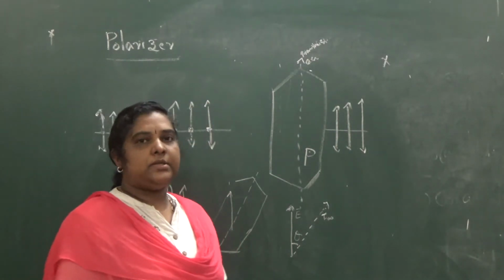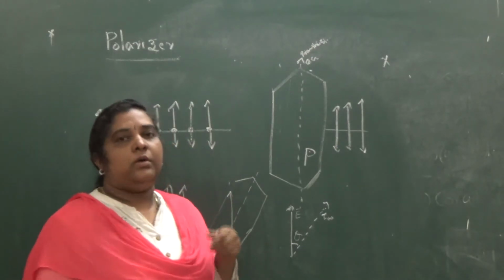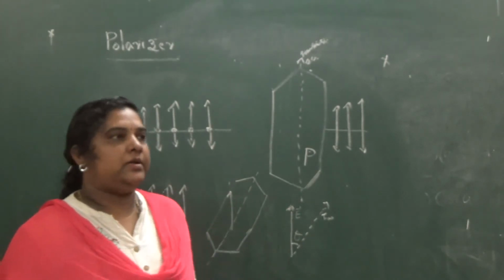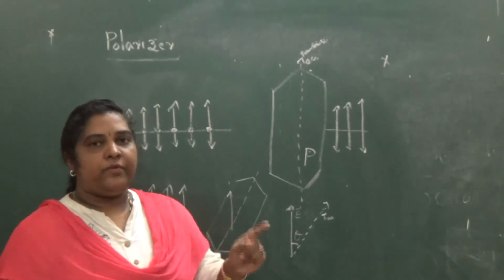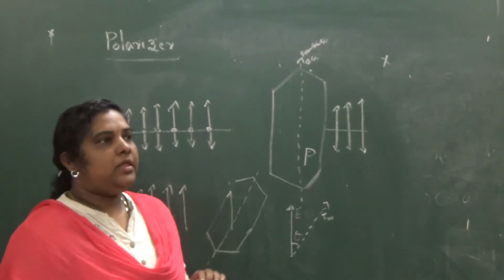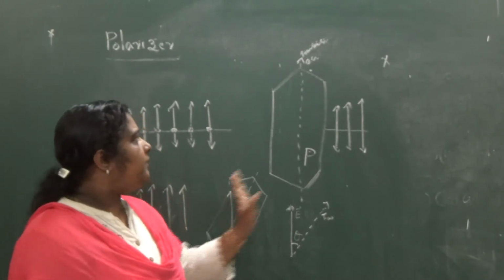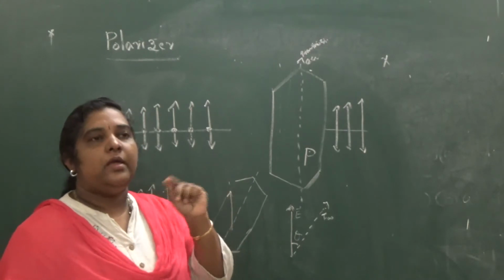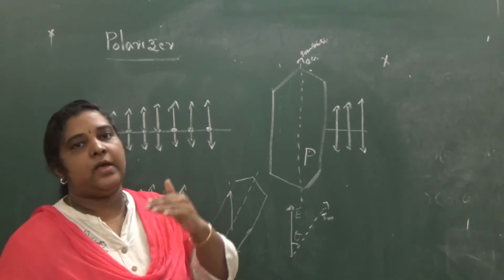Students, in the last class we discussed different types of production of polarized light using different techniques. One technique was polarization by reflection, refraction, then polarization by scattering, then polarization by double reflection. Meanwhile, we were discussing the polarizer, or polarization by dichroism, or polarization by selective absorption.